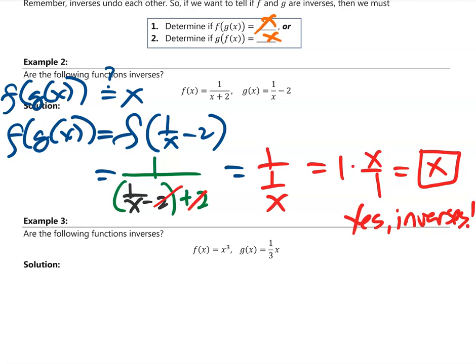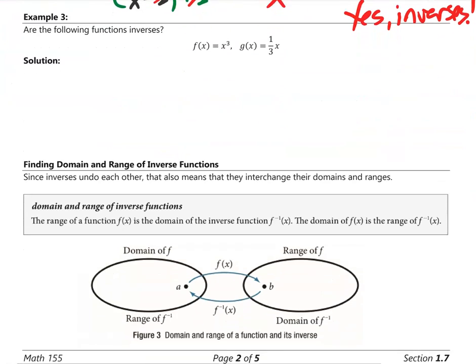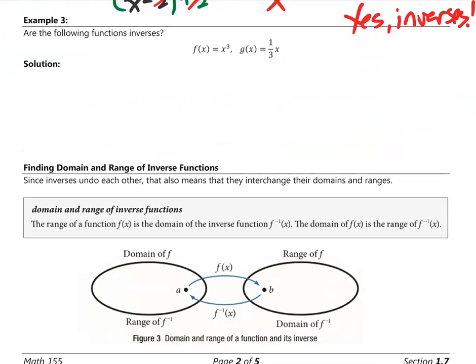Okay, so don't forget, if you try f of g of x or g of f of x, and if your answer is x, meaning they are inverses. Let's try another example here. f of x is equal to x cubed and g of x is equal to 1/3 of x.